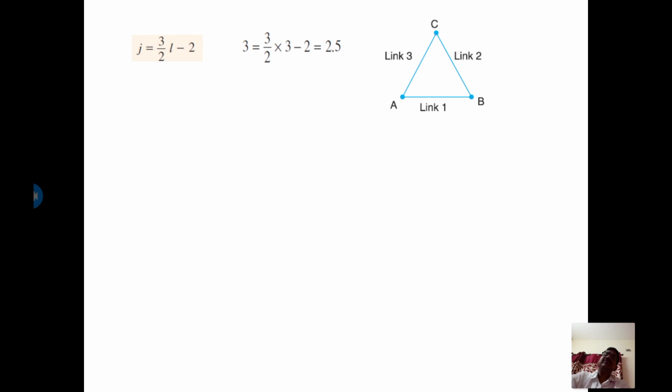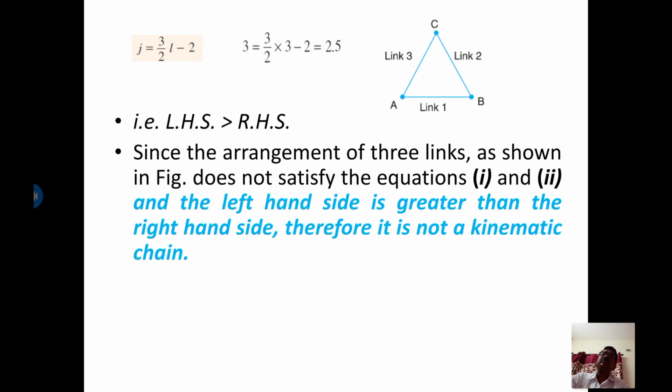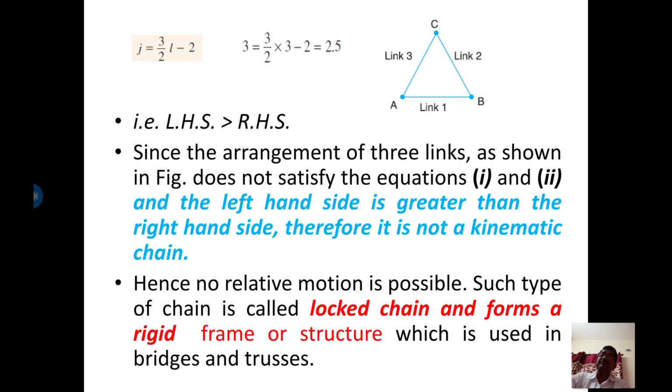So this is the AB link, BC link and CA link. Three links are connected with pin joints at A, B and C. The left hand side value is more than the right hand side value, so it is not a kinematic chain. Therefore it is called a frame or structure, a rigid frame or structure. Such a type of chain is called a locked chain, and this type of structure is generally used in bridges and trusses.